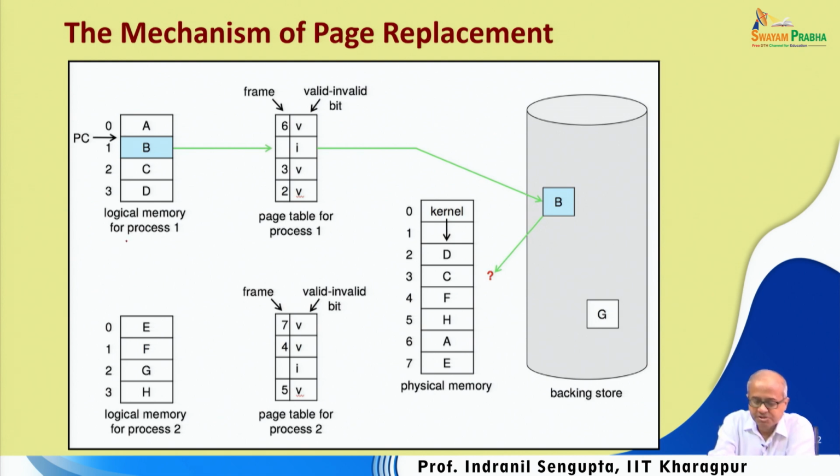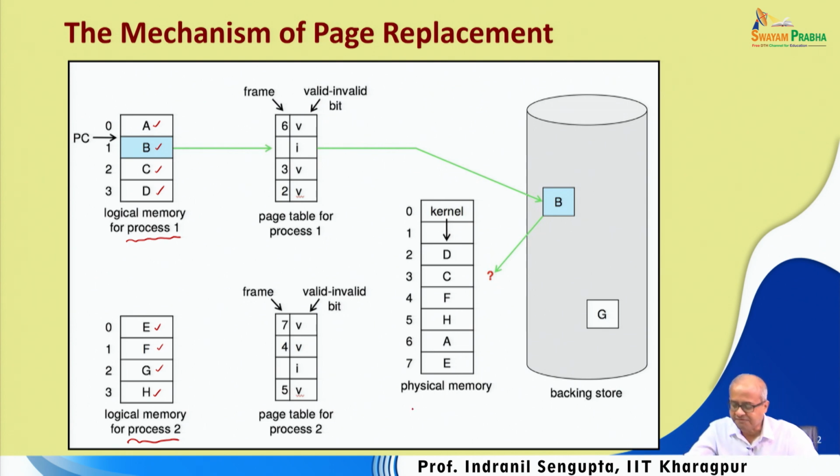Let us say there are two processes, process 1 and process 2. Suppose each of these processes has 4 pages each. Process 1 has pages A, B, C and D. Let us give some names. And process 2 has the pages E, F, G and H. They correspond to page numbers 0, 1, 2, 3, 0, 1, 2, 3. So, each of the processes will be having their own logical address space, their own page table.